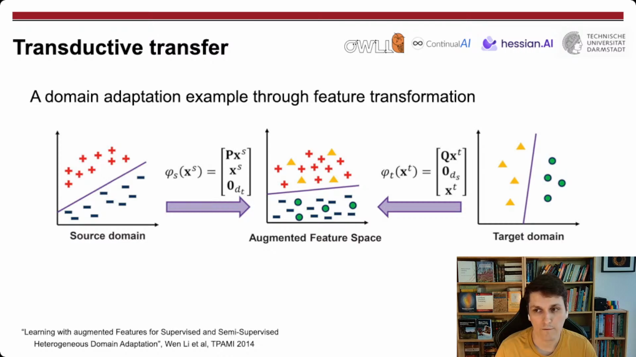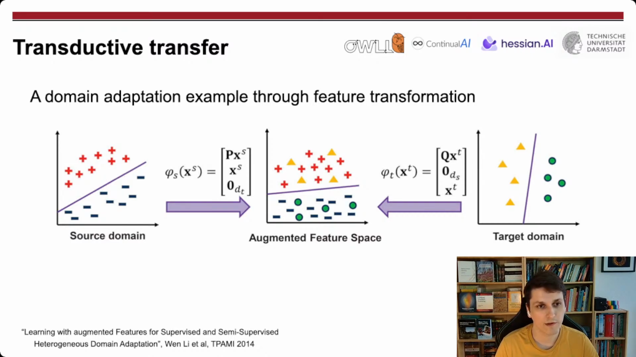Similarly, maybe your target and your source domain, you're again in the same scenario where you have these pluses and these minuses here on the left in the source, and then the target, it's these triangles and the green circles, but your task is still binary classification for both of these.